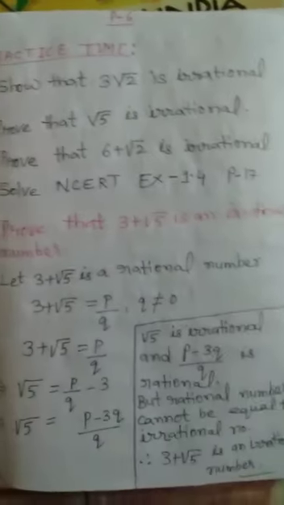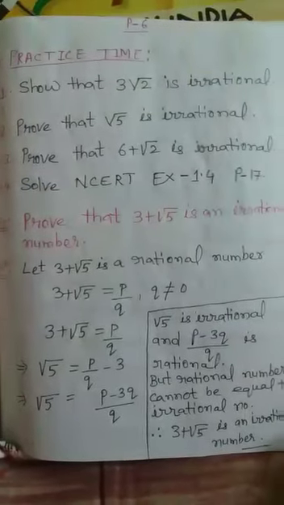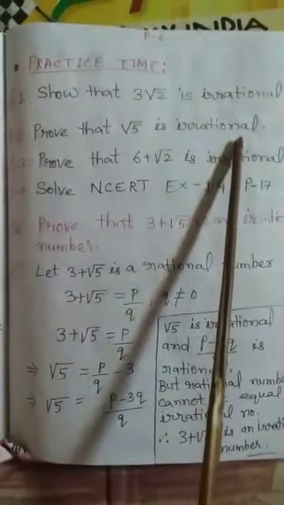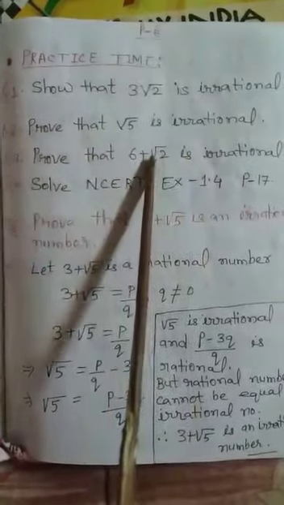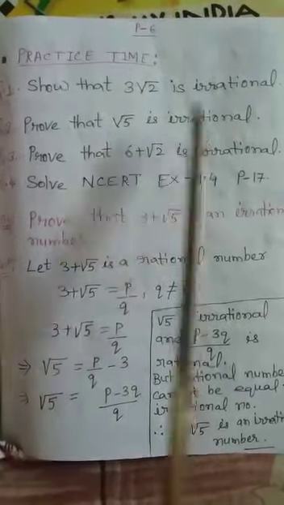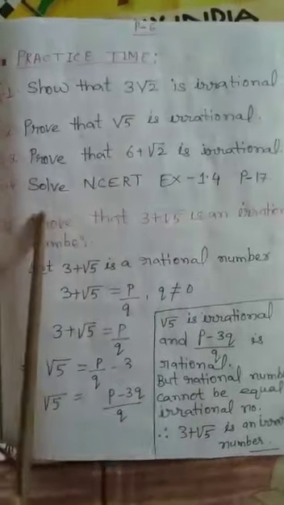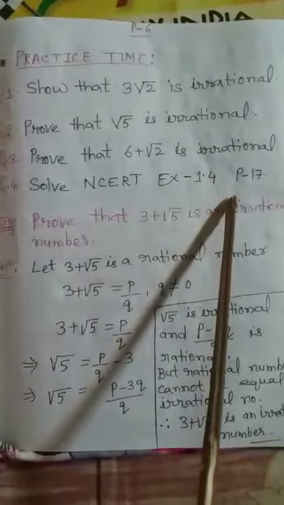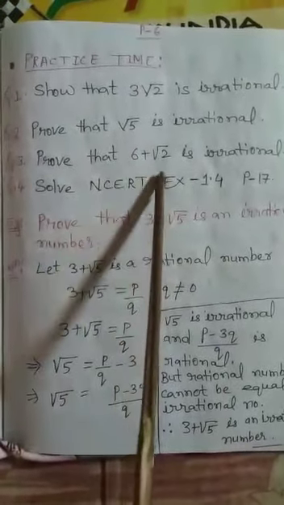Now see, you have to solve certain problems related to it, as I have given some questions for practice. You have to show that 3 root 2 is irrational. You can take the help of the previous questions which I had solved, and you solve this question. After that, you have to prove root 5 is irrational. Then again you have to prove 6 plus root 2 is irrational. And after that, students, please try to solve NCERT exercise 1.4 of page number 17. See, of question number 3, prove that 6 plus root 2 is irrational.